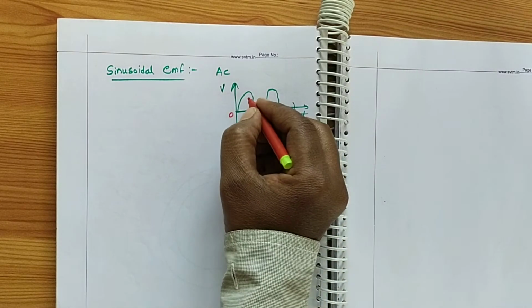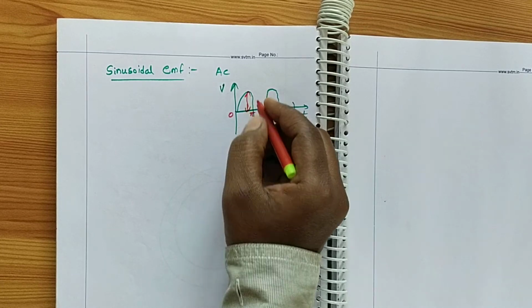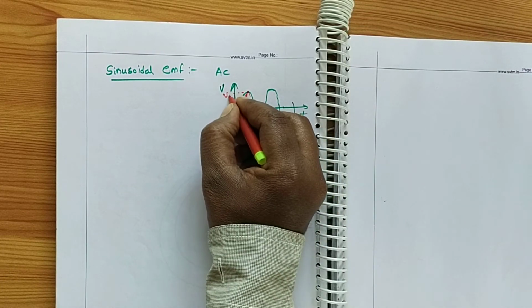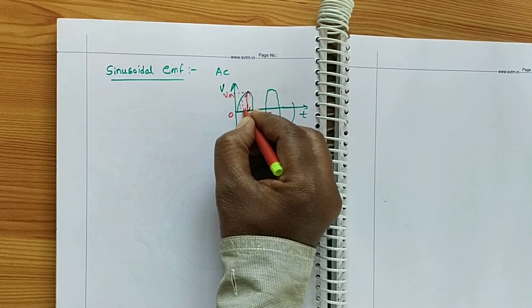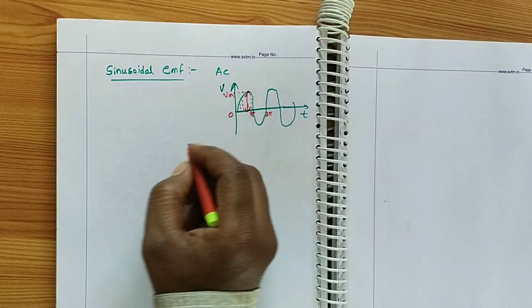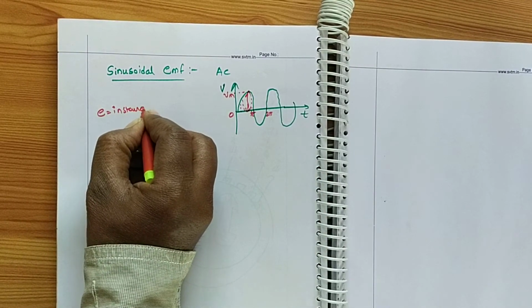This is known as amplitude. In the case of a sinusoidal signal, an alternating quantity, it is known as amplitude. It is known as Vm, the maximum value. These are all the instantaneous values. E is the instantaneous value.